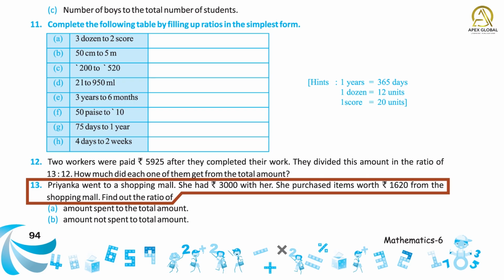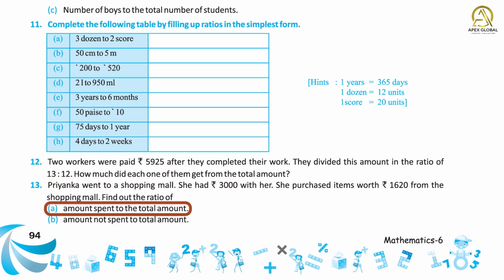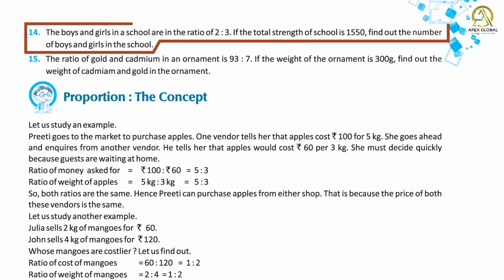Question 13. Priyanka went to a shopping mall. She had rupees 3,000 with her. She purchased items worth rupees 1,620 from the shopping mall. Find out the ratio of A. Amount spent to the total amount. Solution: 27 ratio 50. B. Amount not spent to total amount. Solution: 23 ratio 50.